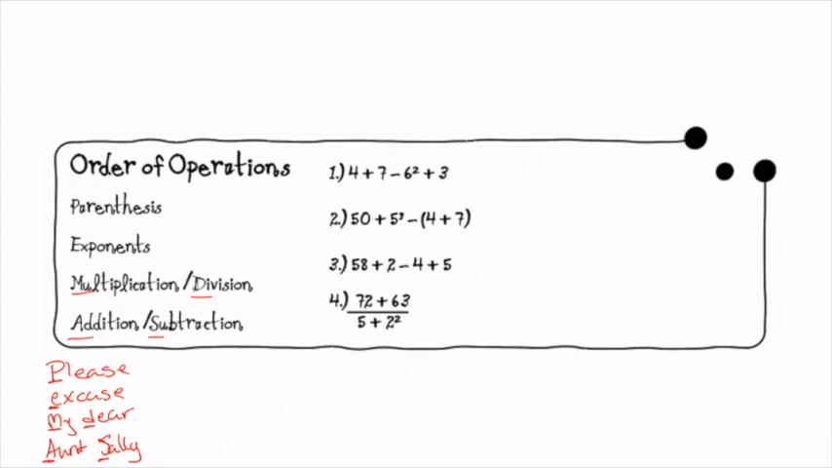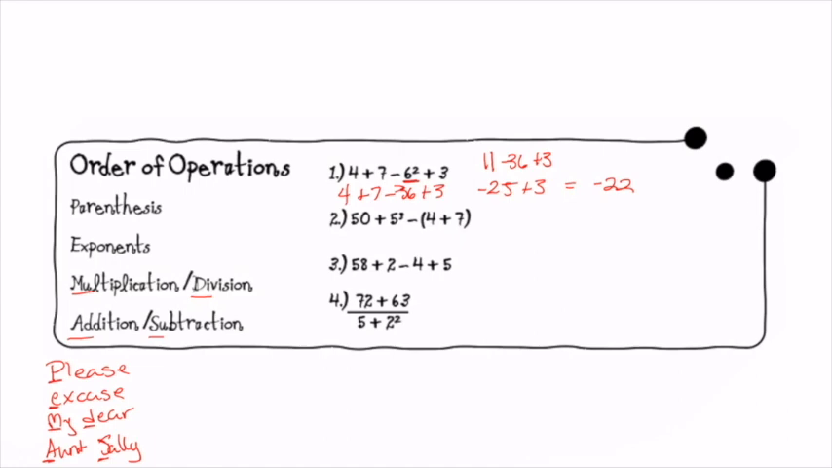So the first thing, if we're looking at this first problem, first thing we have to do is look at the exponent. So 6 squared is 36. Then we just have addition and subtraction, so these we would do in order. So 4 plus 7 is 11, minus 36, plus 3. 11 minus 36 would give us negative 25, plus 3 equals negative 22.